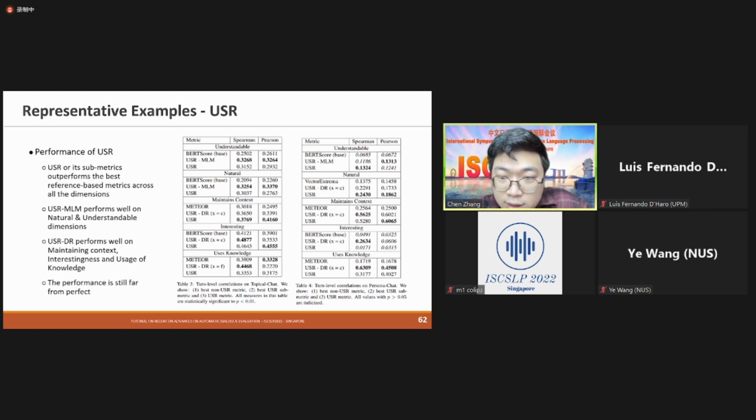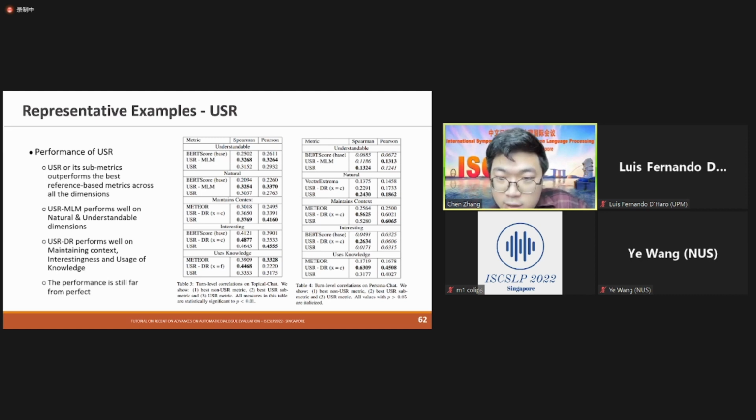And also we can see that both submatrix, the USR MLM and the USR DR, actually perform as expected, because the USR MLM is designed for naturalness and understandability. So we can see that the USR MLM performs well on the corresponding dimension, and the USR DR performs well on maintaining context, interestedness and use of knowledge.